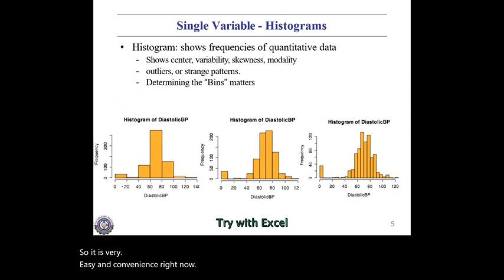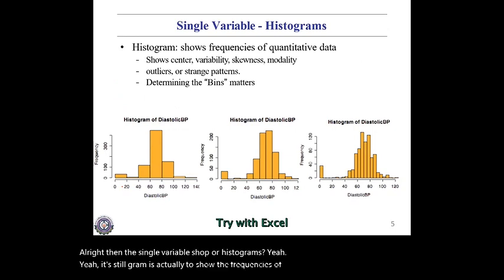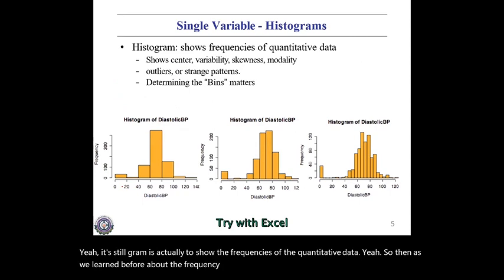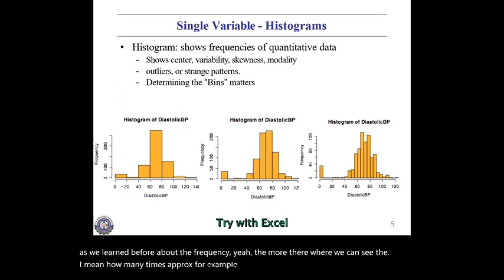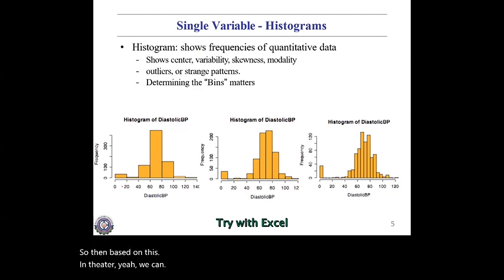All right, and then the single variables, or histograms here. Histogram is actually to show the frequencies of quantitative data. So as we learned before about the frequency, the mode, where we can see how many times, for example, the frequency of the data appears. So based on this data, we can draw the histogram, right?